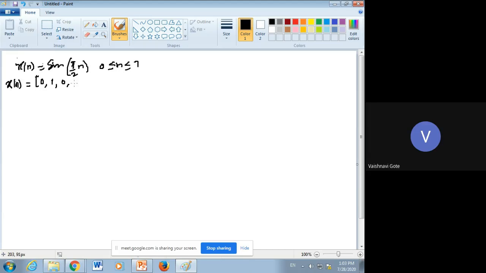Then minus 1, 0, 1, 0, minus 1. Okay. So how many samples are there? 3 plus 2, it is a total of 8 samples. So this is the value we require to calculate first.